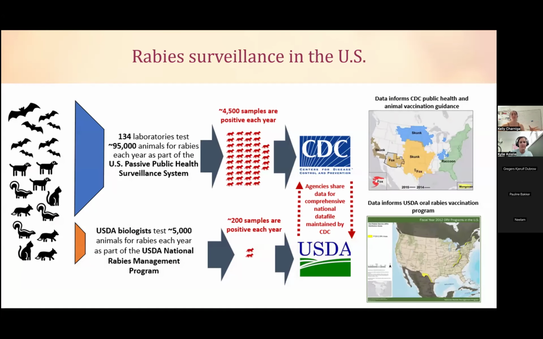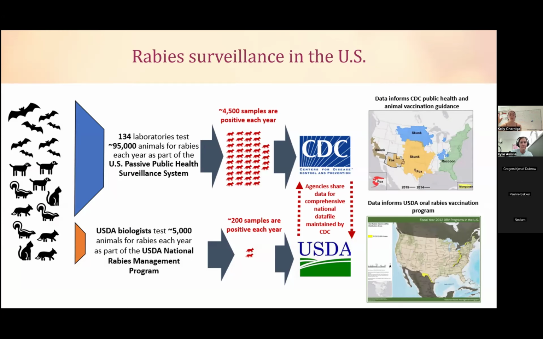And this is kind of a brief overview of rabies surveillance in the US. It's quite an extensive system. We have both passive surveillance. So these are public health laboratories that are getting animals submitted to them. Like your local vet might submit an animal to the laboratory. Or you also have the US Department of Agriculture that go out and do testing. And so we have over 4,000 samples that are positive each year of different animals.